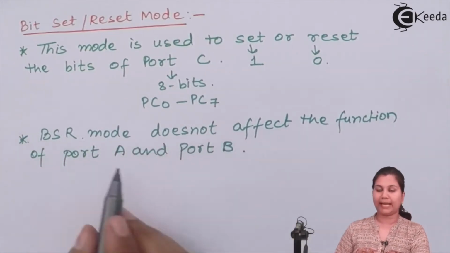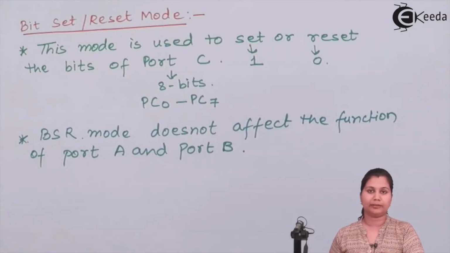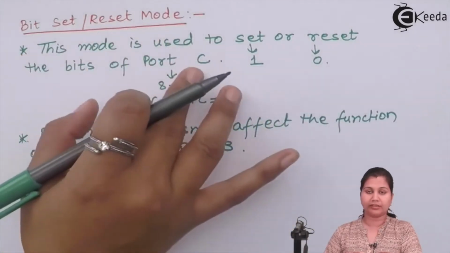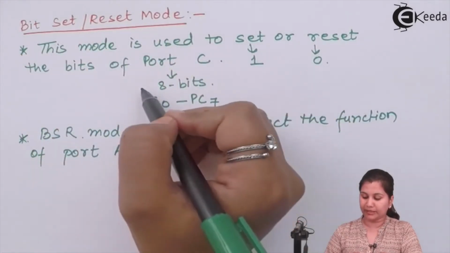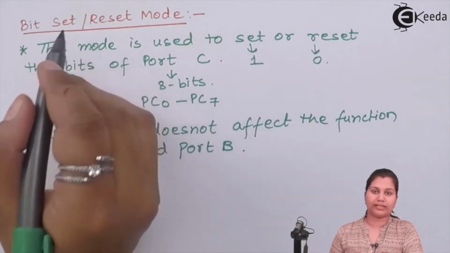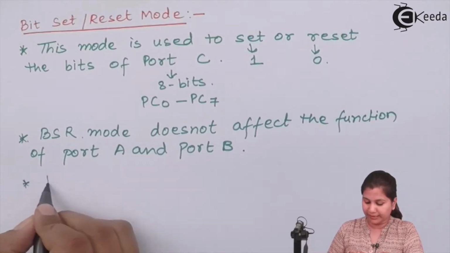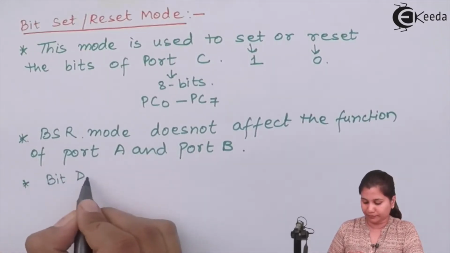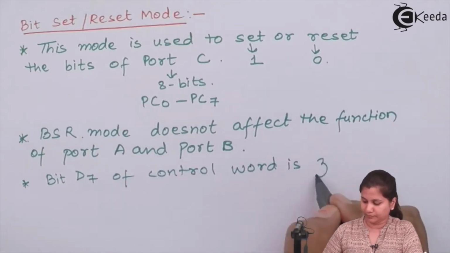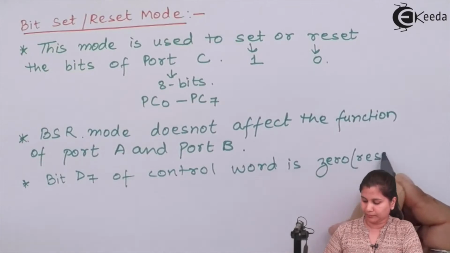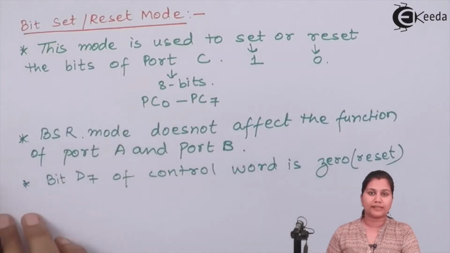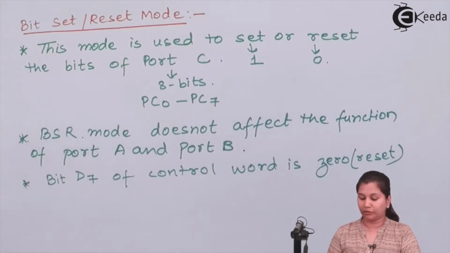So these ports A and B can act as simple input output ports, and port C is the only one concerned here. Its bits can be set or reset by using the BSR mode. This mode is activated when the bit D7 of the control word is 0. Zero means reset.